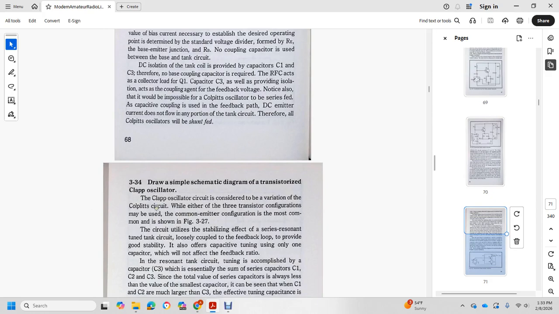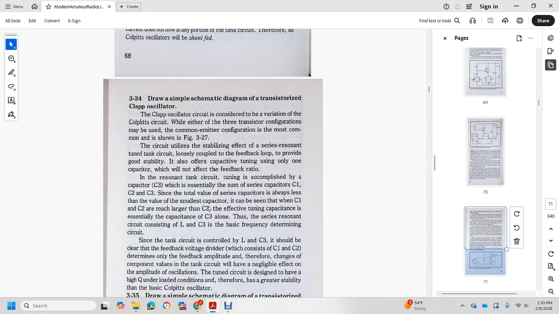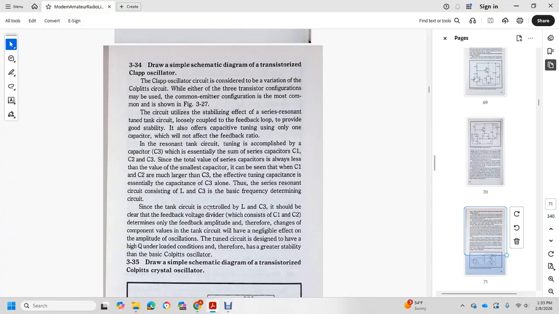A variation of the Colpitts circuit with a transistor may be in the common emitter configuration, most commonly used, as shown in figure 327. The capacitor is utilized for a stabilizing effect. A series resonant tank circuit loosely coupled with a feedback loop provides good stability. Also, with the tuning capacitor, usually only one of the capacitors has no effect on the feedback ratio. The resonant tank circuit tuning is accomplished with capacitor 3, although some use capacitors 1, 2 and 3.